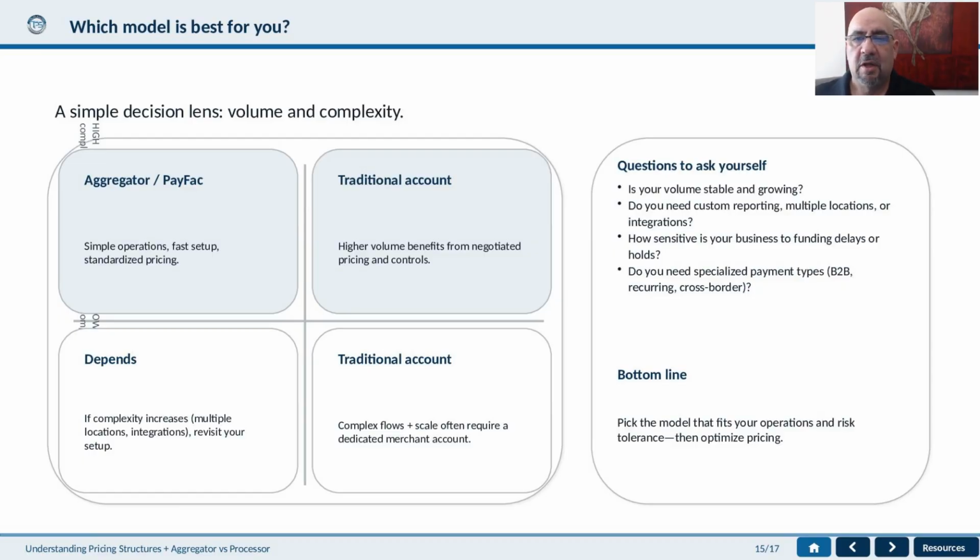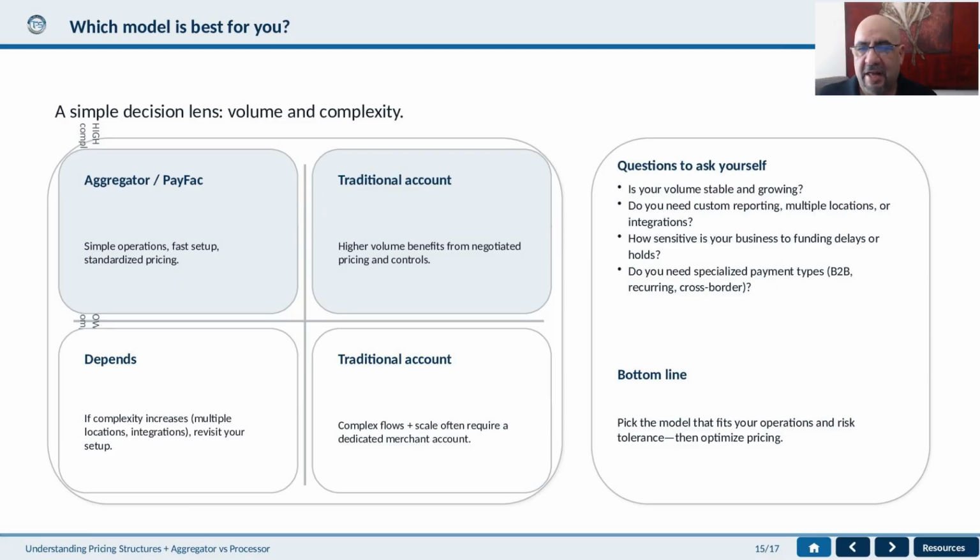And so in our world, we do this to make money, and so you would more than likely have a minimum of at least $25 a month if you don't do any processing with a processor, because it does cost us money to have an account open. Do you need support for multiple locations or integrations? How sensitive is your business to funding delays or holds? Do you need specialized payment types: B2B, recurring, cross-border?